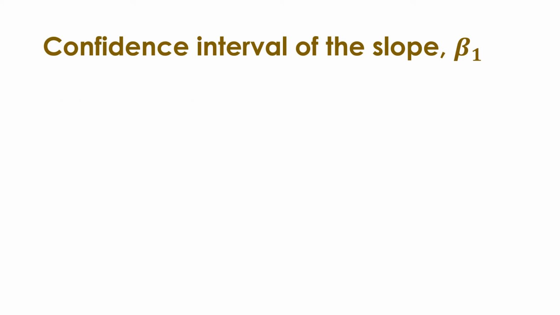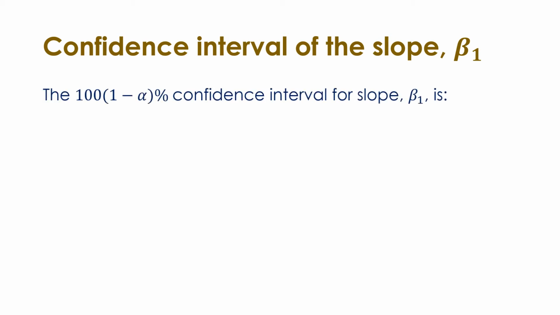Now, given the standard error of the slope, we can compute the 100(1 minus alpha) percent confidence interval for the slope to be equal to this formula. The proof of the formula is not important, but you've got to remember this is the OLS estimate of the slope, and this is the standard error of the slope. This one here is the tabulated t-value at alpha level of significance and n minus 2 degrees of freedom. We normally use the 95% confidence interval, in which case alpha will be equal to 5%.